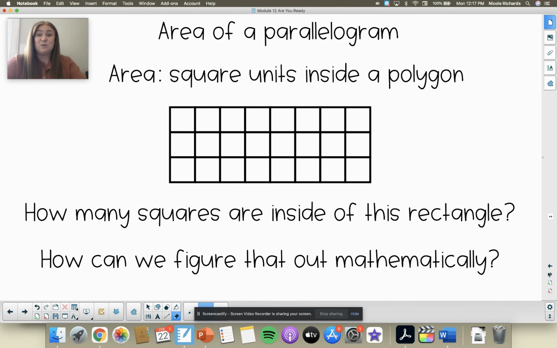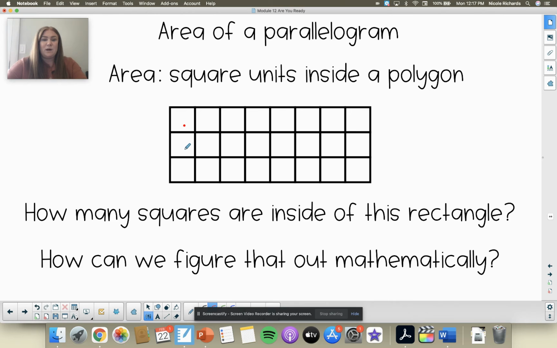We are also going to make sure we know how to find the area of a parallelogram. And a parallelogram, remember, just has four sides. Opposites are parallel to each other. So first, I want you to find out how many squares are inside this polygon. So I can go through and count them. Area is figuring out how many squares. So we want to go through and count those here.